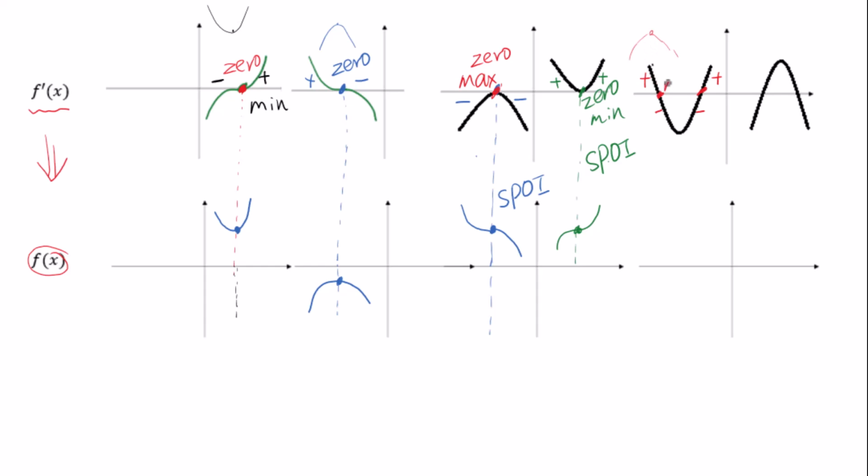This point is a maximum. This is going down, then going up. So this point is a minimum. This will be a point of inflection. Basically, it's a non-stationary point of inflection.